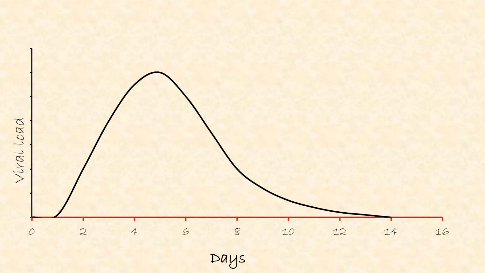The x-axis along the bottom is the timeline in days starting with exposure, or when someone is first exposed to the virus. We will call this day 0. The y-axis up the side shows the viral load, which is the amount of virus in an infected person.